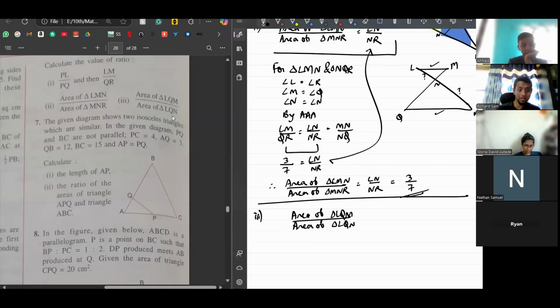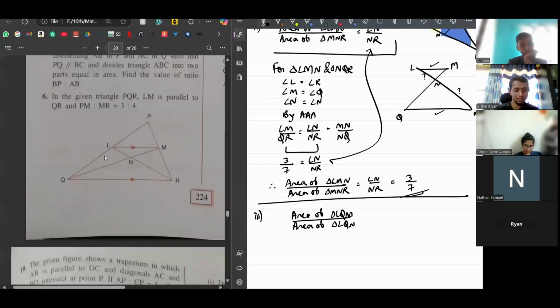Okay. Now LQM and LQN. Where is that now? LQM and LQN. So what do we know about these two triangles? Again, they have the same base and the common vertex. Okay. So they'll be equal to what? You tell me the ratio now. NM?